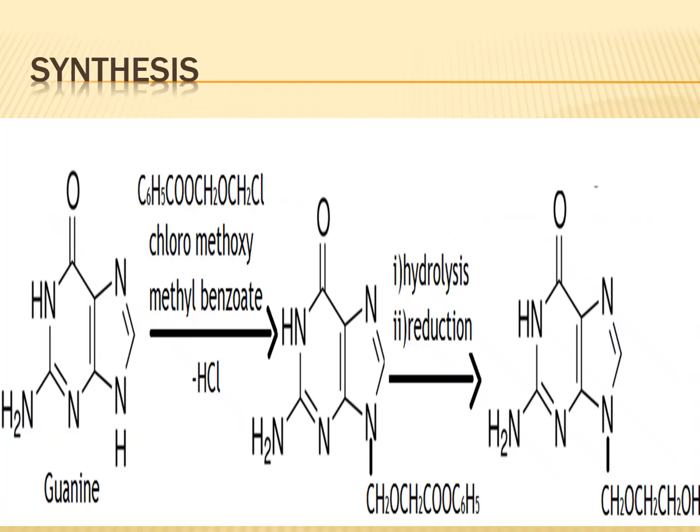Moving on to synthesis. Starting from guanine. Guanine, upon treatment with chloromethoxymethyl benzoate, loses one molecule of HCl to form an intermediate, which upon hydrolysis and reduction gives acyclovir.